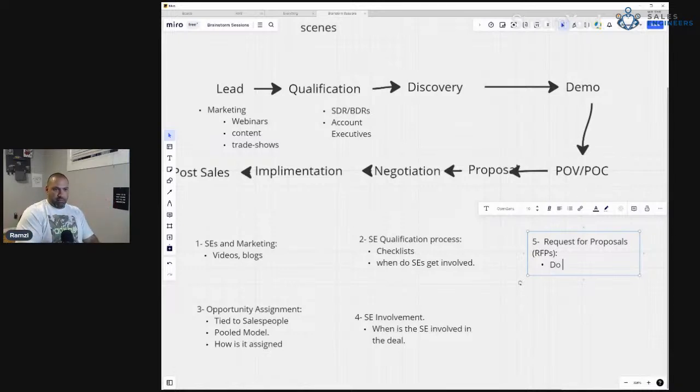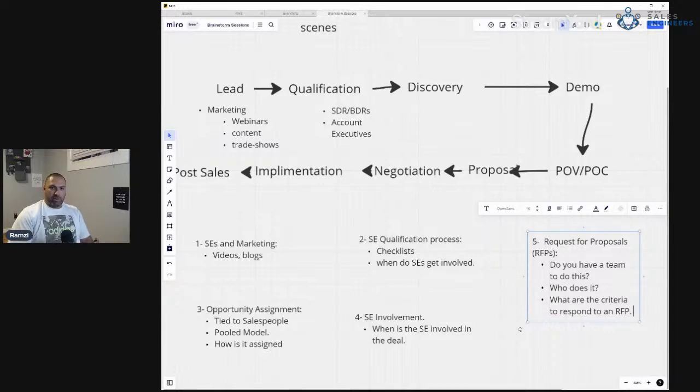One, do you have a team to do this? Not who does it. Usually the SE. Like I hate to break it to you, but the SEs tend to do RFPs. And the last question I have here: what are the criteria to respond to an RFP? Like for me personally, I don't want to respond to every RFP that comes in because sometimes I feel like I am used as what is called column fodder, as in I'm the third vendor they're asking just to make sure they comply.